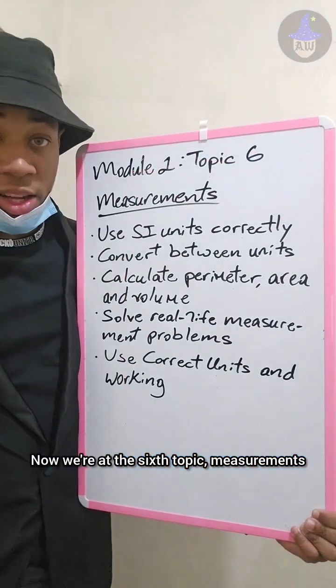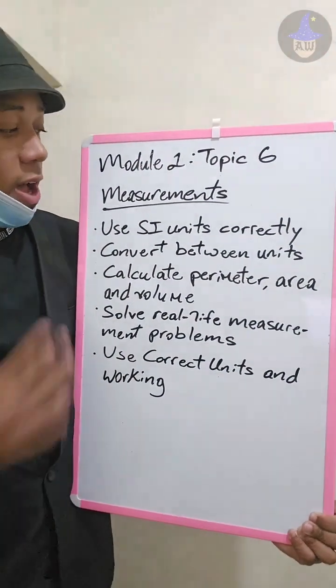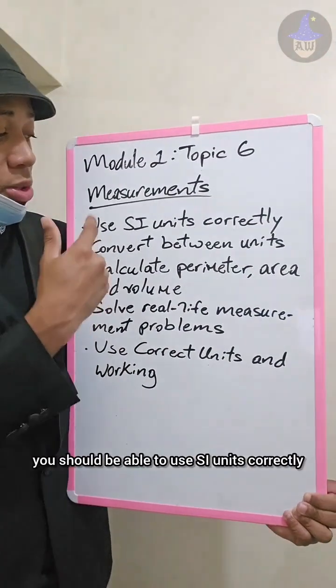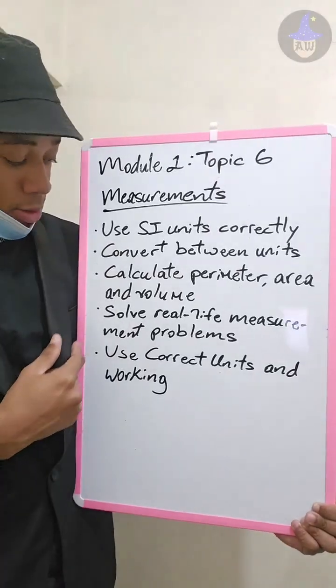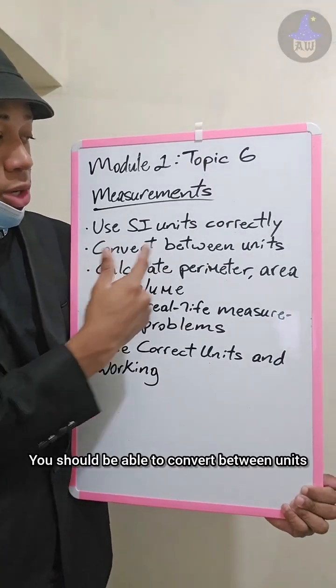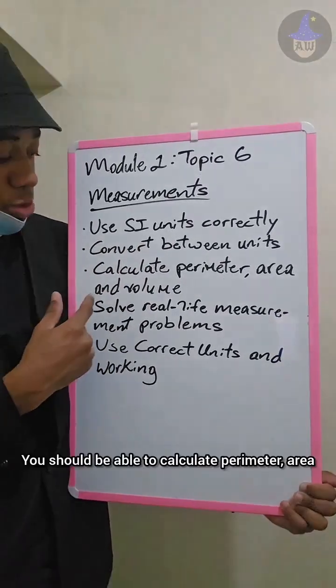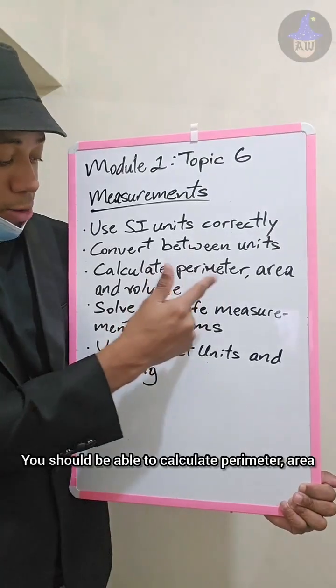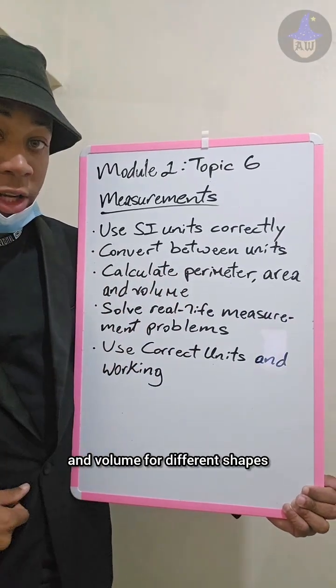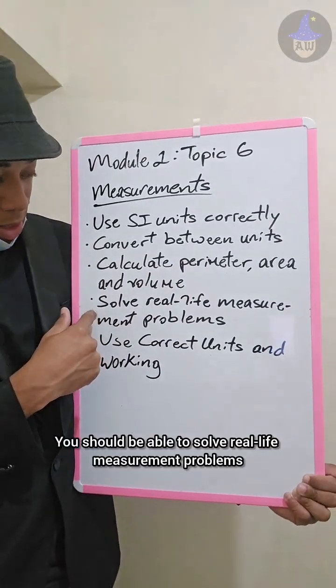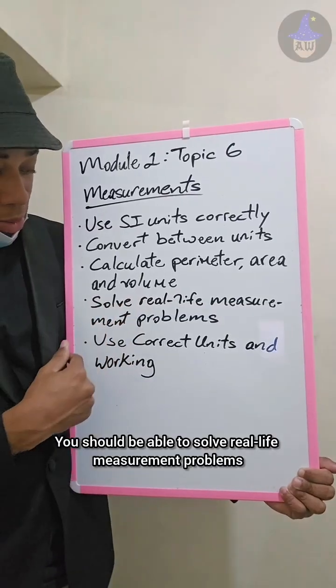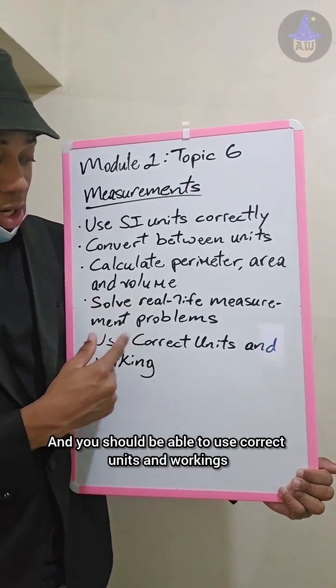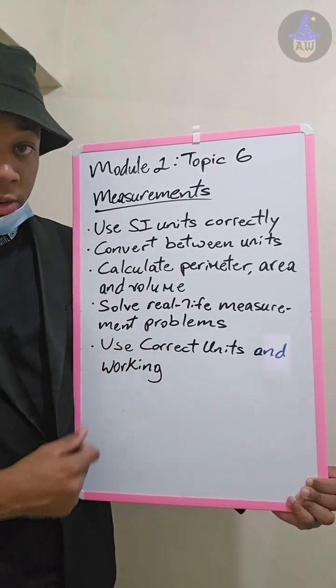Now we're at the sixth topic, measurements. At the end of this topic, you should be able to use SI units correctly. You should be able to convert between units. You should be able to calculate perimeter, area, and volume for different shapes. You should be able to solve real-life measurement problems. And you should be able to use correct units and working.